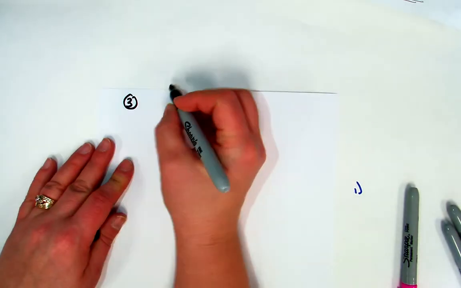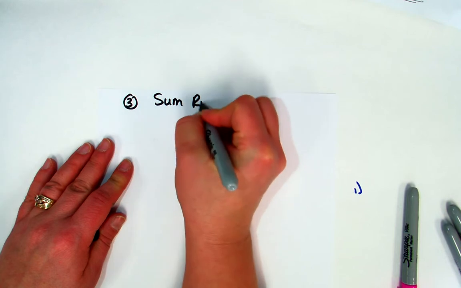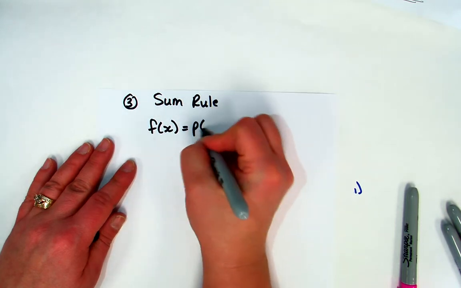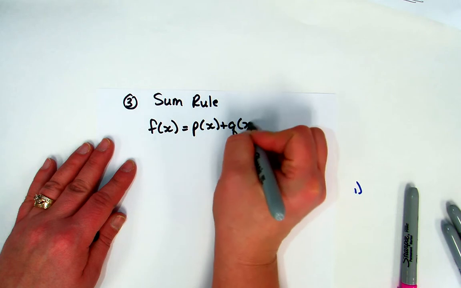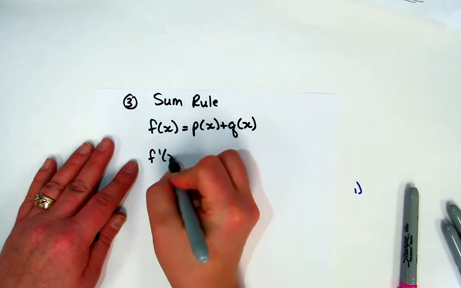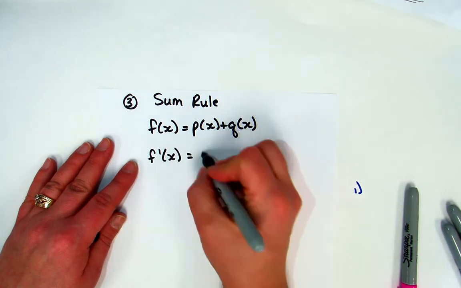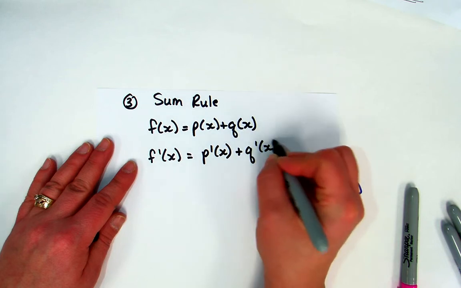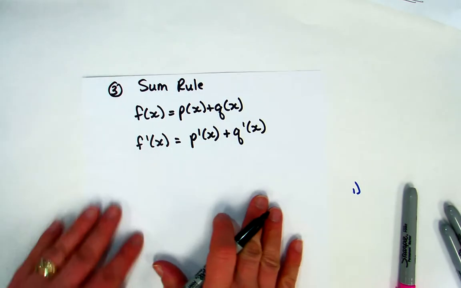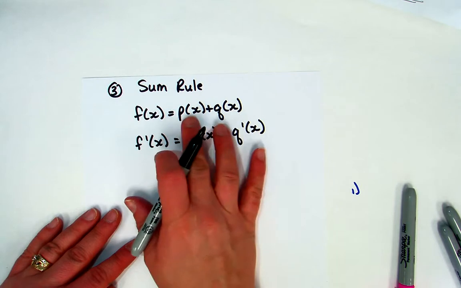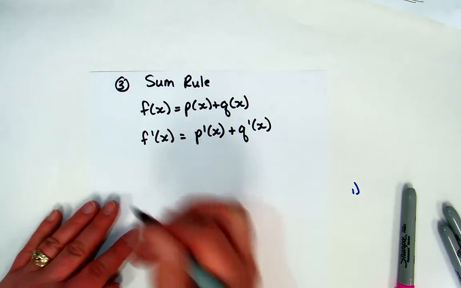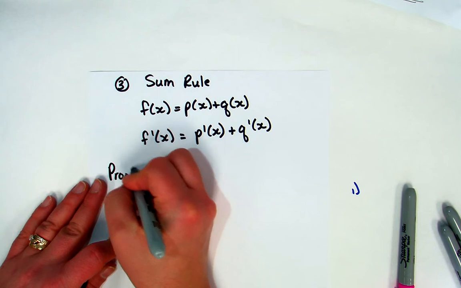Our third rule was the sum rule. So if f at x is equal to p at x plus q at x, then the derivative of f is the derivative of p plus the derivative of q. Now, again, I'm not going to work with y notation because it's really useful to have f, p, and q so I can differentiate. But I am going to prove this.